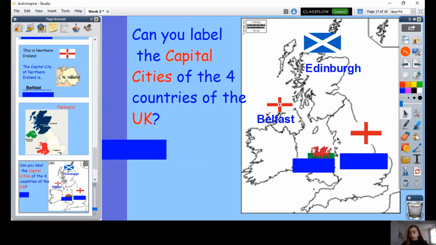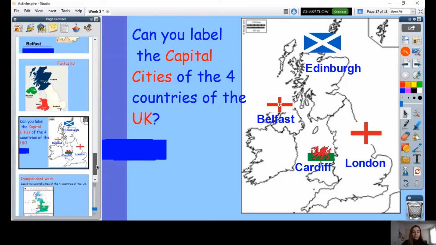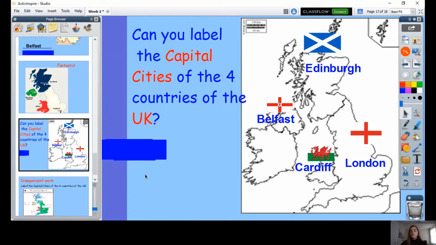Here, what is the country here? England, that's where we live. What's our capital city? Where we live? Well done, it is London. And here, what country is this? The dragon on its flag. Well done, it's Wales. What's the capital city of Wales? Well done. Cardiff. Fantastic. Now we need to have a go at our quiz.